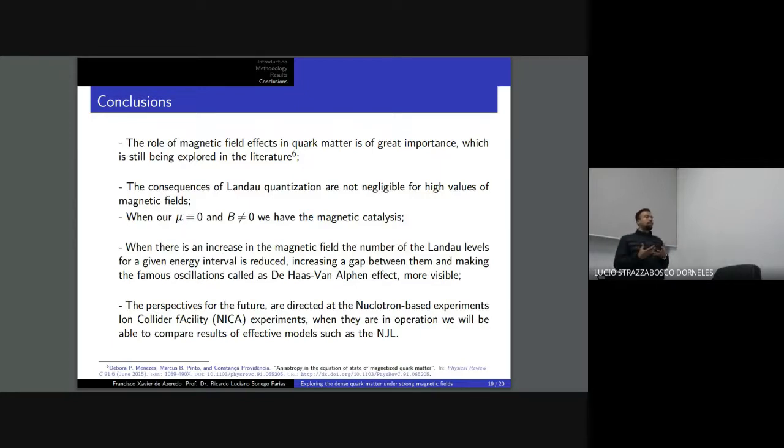The perspectives for the future are directed at the NICA experiments, the Nuclotron-based Ion Collider fAcility in Russia. When they are in operation, we will be able to compare our results with effective models, such as the NJL model, the Nambu-Jona-Lasinio model.